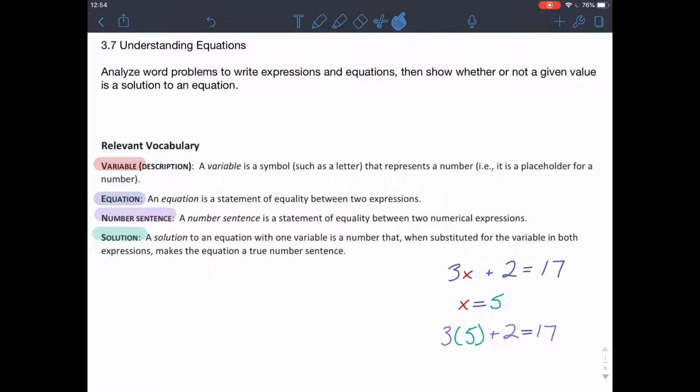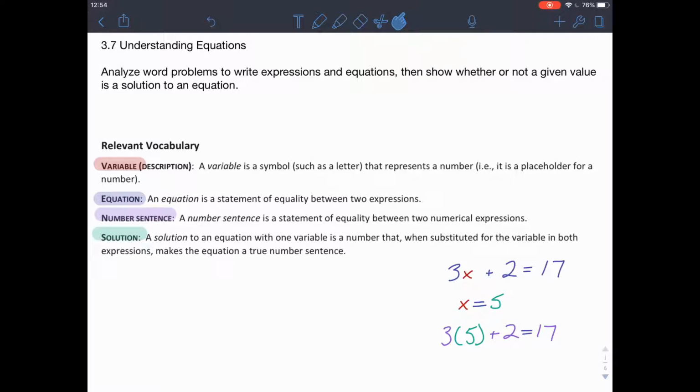Our learning goal is to make sure we can analyze word problems to write expressions and equations, then show whether or not a given value is a solution to an equation. This will help us to master Standard 7.EE.B.3, solve multi-step real-life and mathematical problems posed with positive and negative rational numbers in any form using tools strategically.